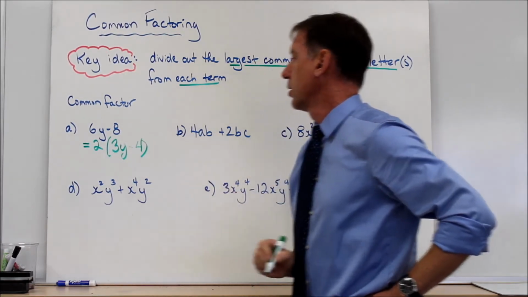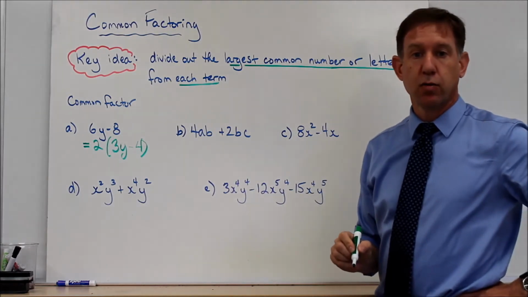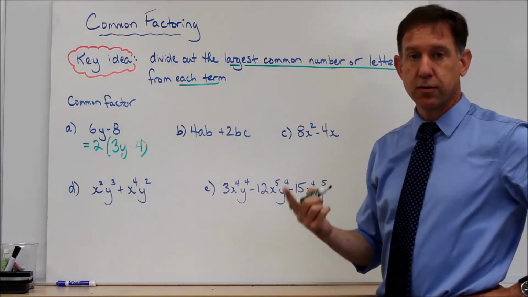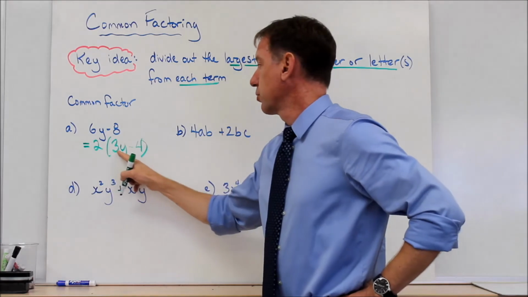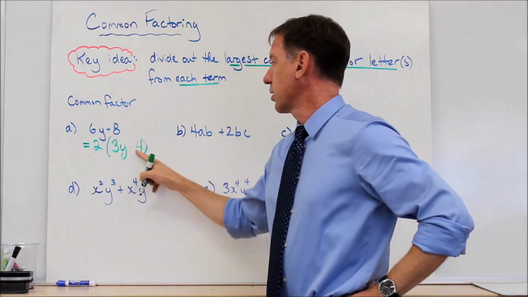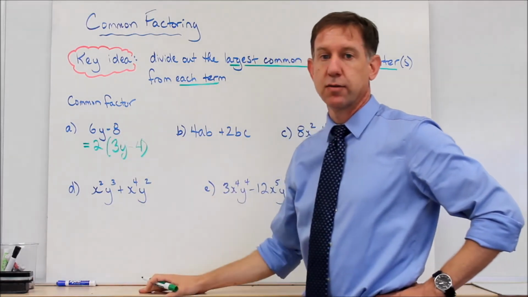And that's it. You can check your work as always by multiplying back into the brackets. So 2 times 3y is 6y, and 2 times negative 4 is negative 8, and we're done. That's it for the first one.